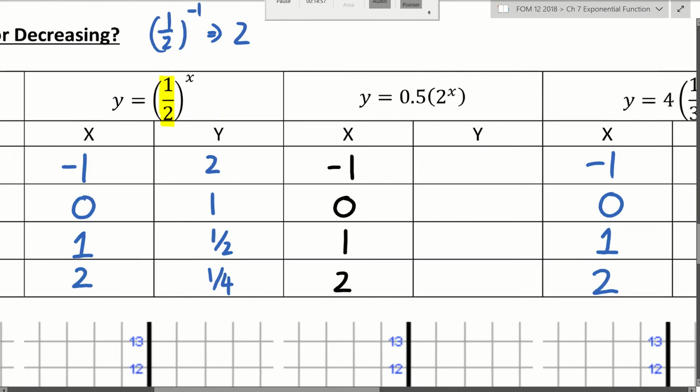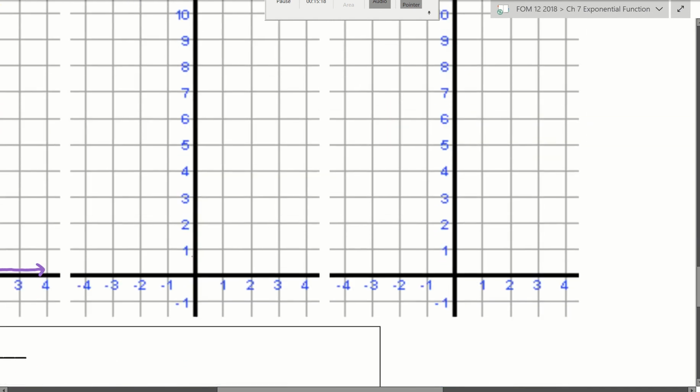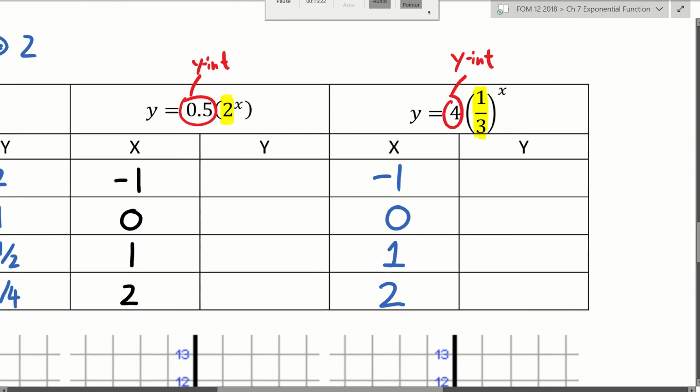Let's test that theory. Look at the next two sets. The first one right here, the base is 2. The second one right here, the base is 1/3. The number in front doesn't matter. Remember, the number in front is just the y-intercept, so we don't look at that to determine if the graph is increasing or decreasing. This is just your first point. So for example, 0.5 is a point that is on the y-axis. Okay, so for the second one, that 4, right?